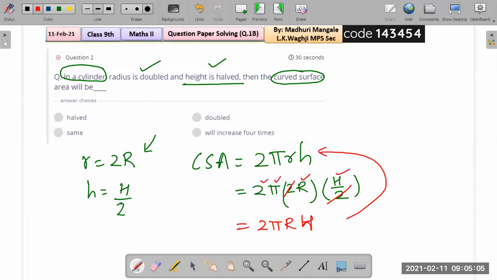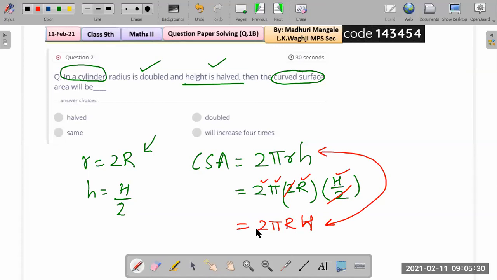So comparing, what is the comparison? Are they the same? Are they double? Are they half? Are they 4 times? That is the question. Are you able to follow? You just have to compare. What can you see? Are both of them the same or different? Or double or half? Just remember, r and capital R is one and the same thing. H and capital H is one and the same thing in this case.